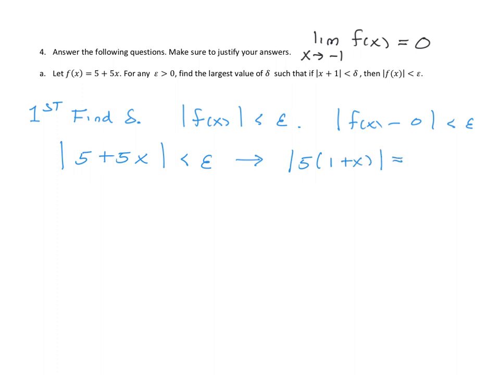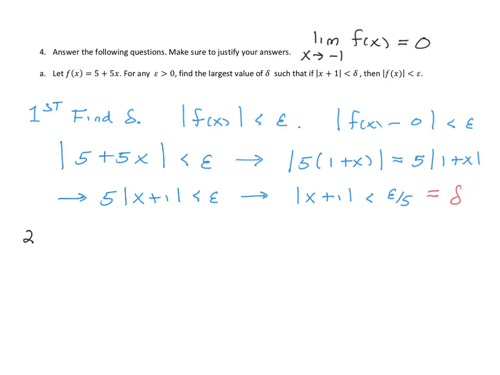And you can break the 5 out of the absolute value and just put 5 absolute value of 1 plus x. And that's equal to 5 times the absolute value of x plus 1. The order in which you add them does not matter. We want this to be less than epsilon. If you divide both sides by 5, you get the absolute value of x plus 1 is less than epsilon over 5. And this is going to be our delta here.